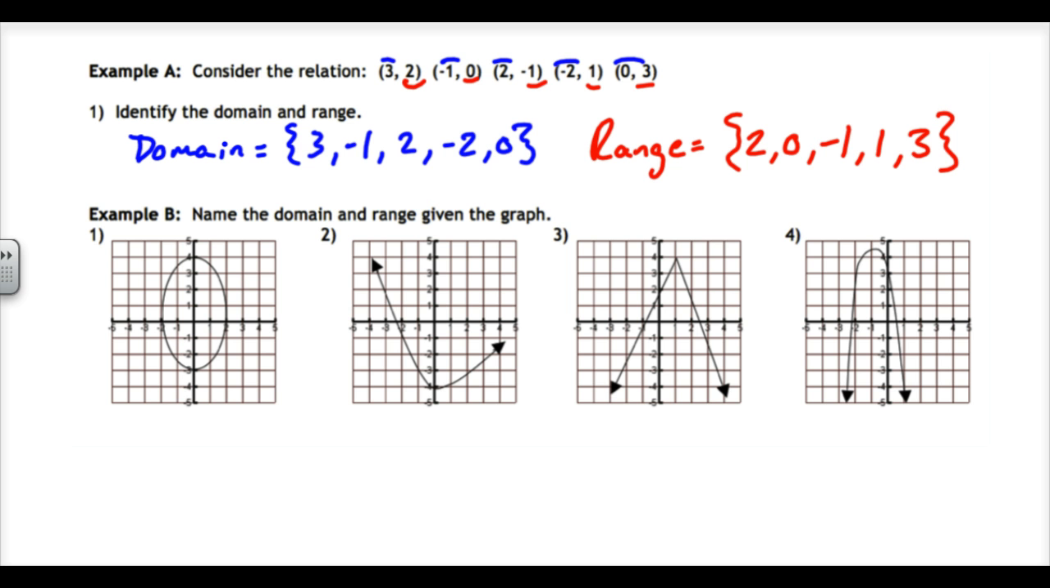Now, as we said, relations don't just come in the x-y form, they also come in graphs. So if I asked you for the domain of the graph, we'd list off all of the x values that graph hits. So it goes from -2 to 2.